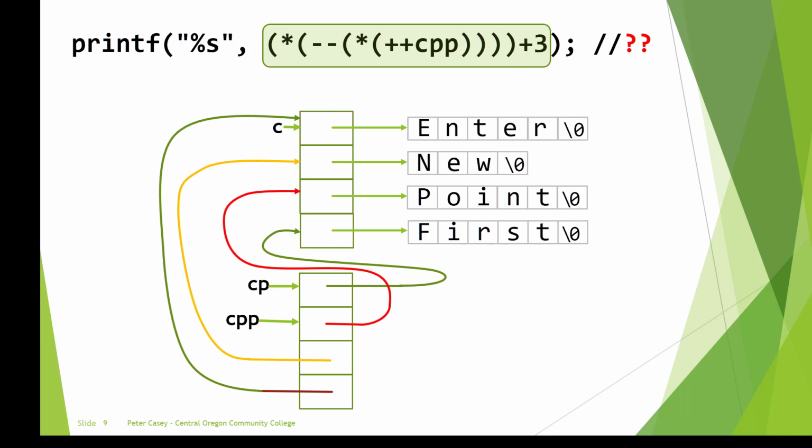And then what do we do? We add 3 to that address. So essentially, that pointer to that character array, we add 3 to that, and it knows it's pointing to chars, and so it moves 3 through memory. And remember, zero-based arrays. Okay, see if you can figure out what that's going to do.